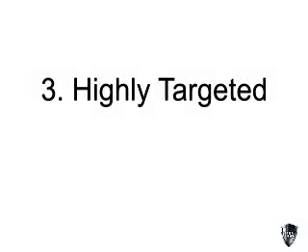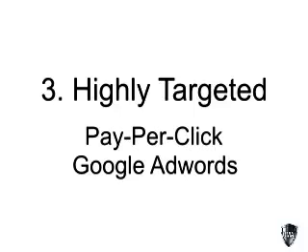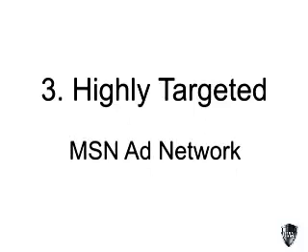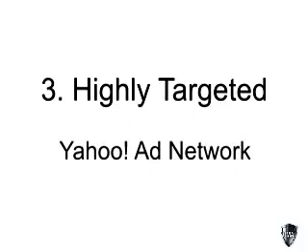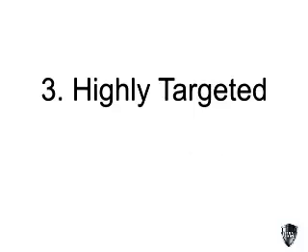The third type of traffic is highly targeted traffic. One example of that is pay-per-click, like Google AdWords, the MSN ad network, and the Yahoo ad network. You can really narrow it down, in the sense that you can pay Google or MSN or Yahoo to only display the ads to a specific type of people.